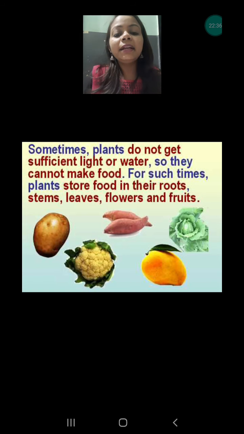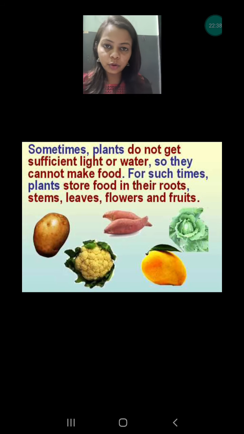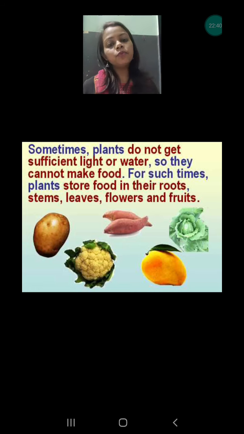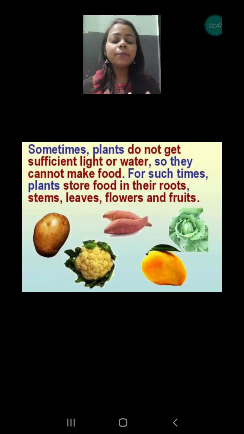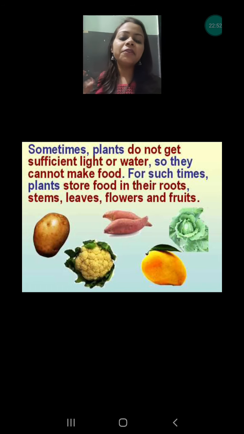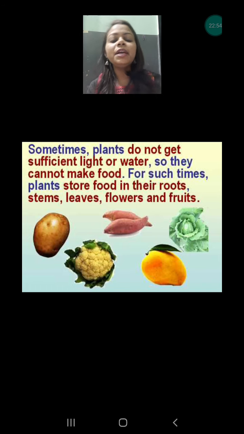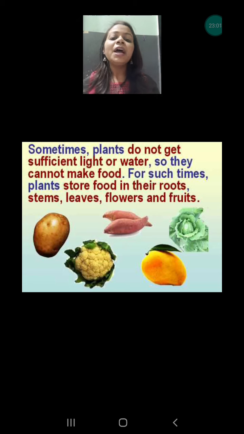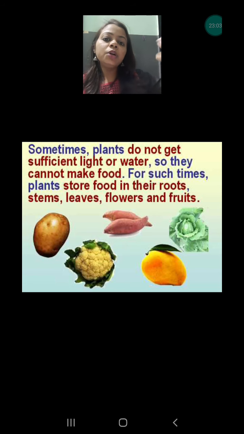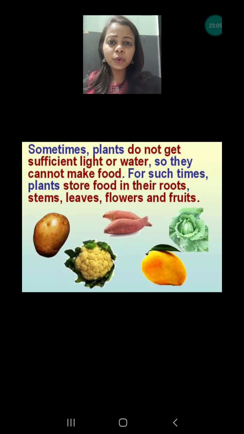Sometimes they are not getting a sufficient amount of sunlight, okay, or a sufficient amount of water, but still they can survive. Why? Because when they are getting all the ingredients, that time they always make extra food. Plants are very smart, na? That's why they always make their food in extra amount. Some of it they use to get energy instantly, and some of it is stored to use later on. And this is known as starch.